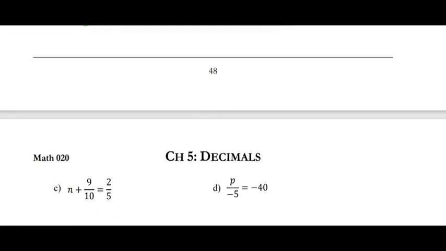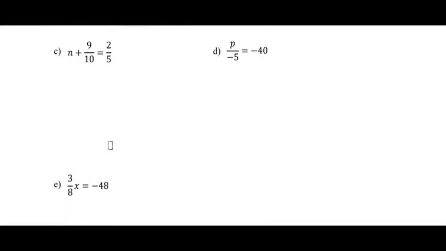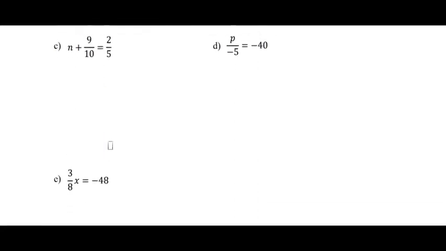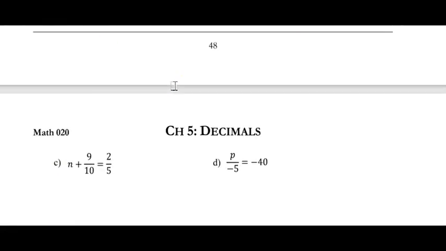All right. We have a couple more. We have n plus 9 over 10 equals 2 over 5. So this is our third case where we have multiple fractions but different denominators. We need to multiply the entire equation by the LCD to clear the fractions. Then they will be gone, and we will solve like a regular equation.